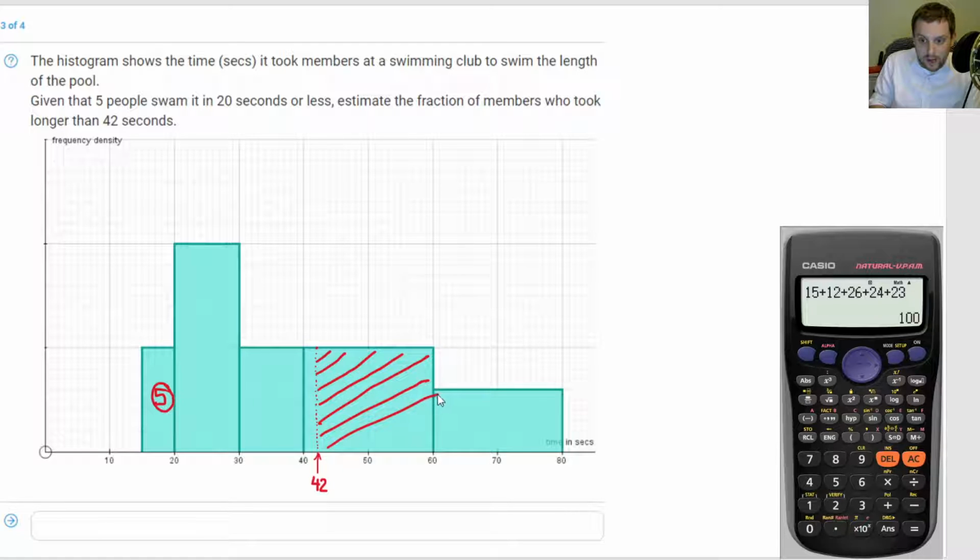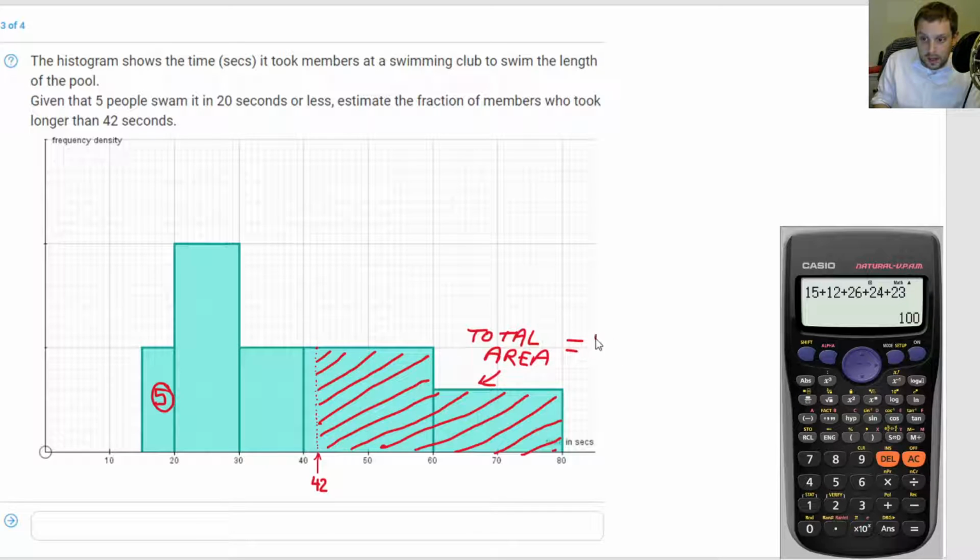We want the total area, including into the next box, because all the people in the next box took longer than 42 seconds as well, didn't they? In fact, we can say those people all took longer than 60 seconds because of the box that they're in. We want this total area. That's going to be the number of people who took longer than 42 seconds.